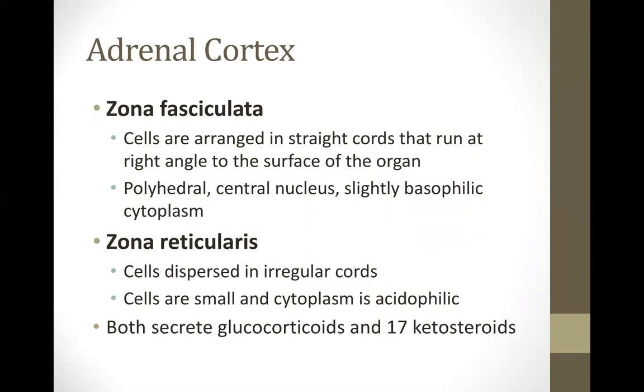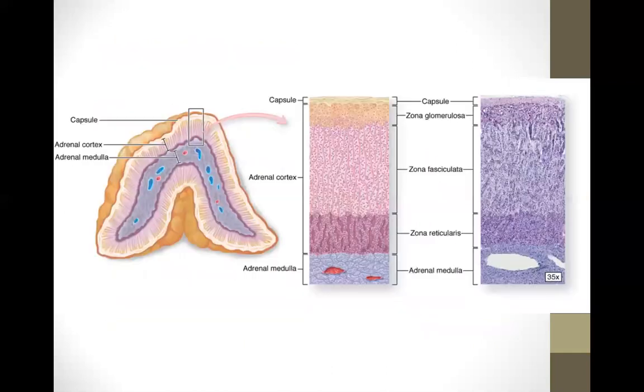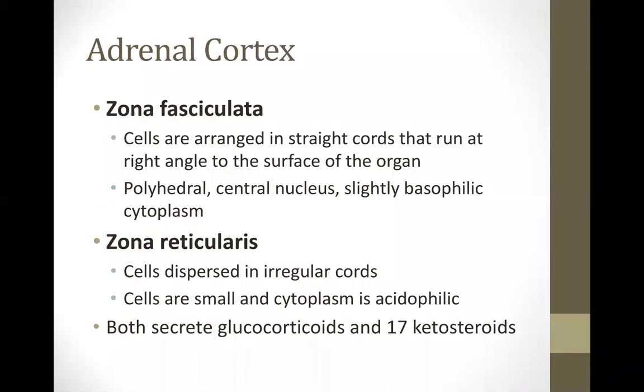As I mentioned, zona fasciculata forms the majority of the adrenal cortex. The cells here are arranged in straight cords that run at right angles. Their cells are polyhedral with a centrally located nucleus, and they are slightly basophilic. Okay. The zona reticularis, these cells are dispersed in irregular cords as opposed to your straight cords in the fasciculata. The cells here are small and the cytoplasm is acidophilic.